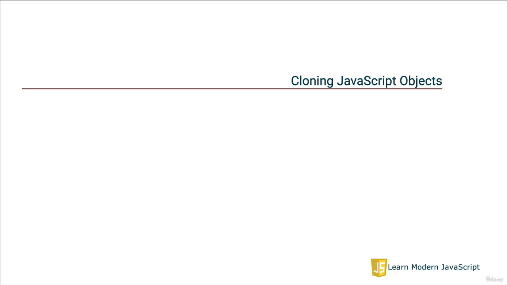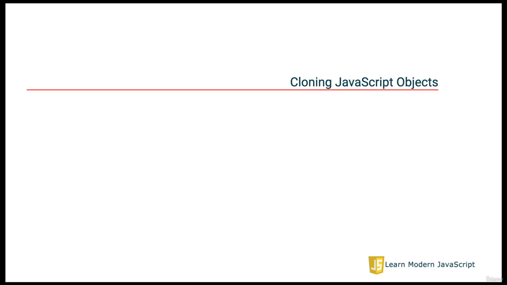Well, in JavaScript, we call this cloning an object. And I'll show you 3 methods for doing this. This is a technique that's frequently used in functional programming. All right, let's take a look at that.